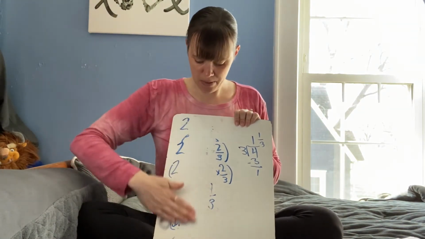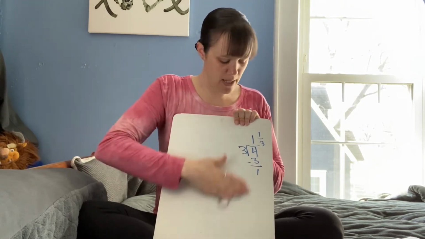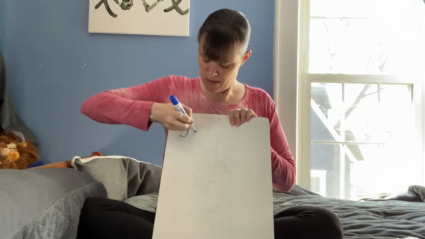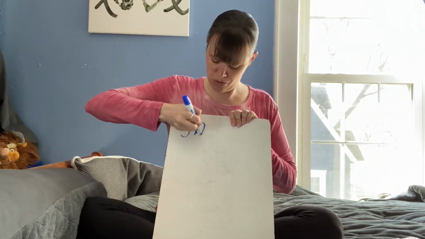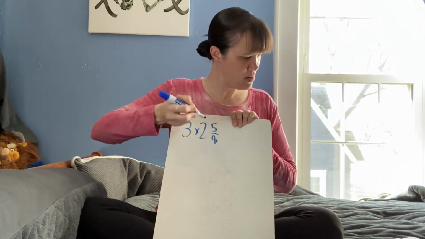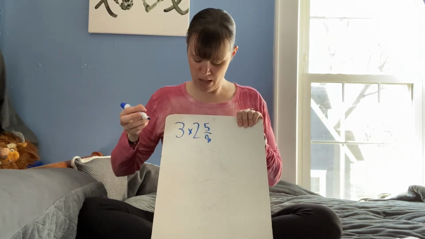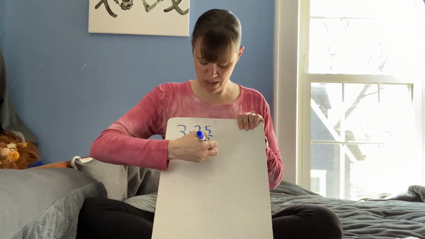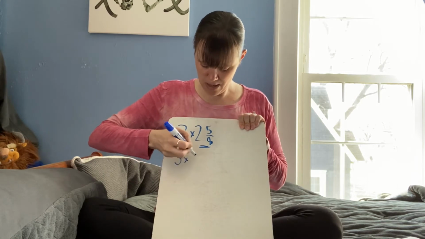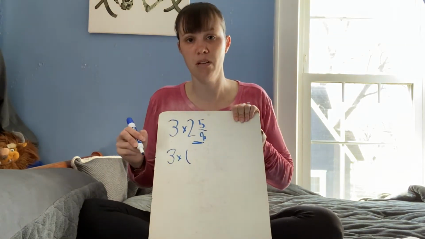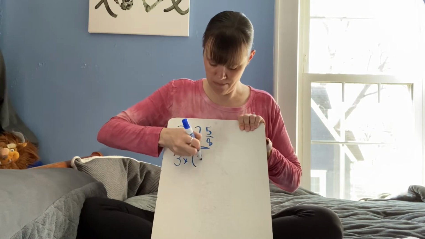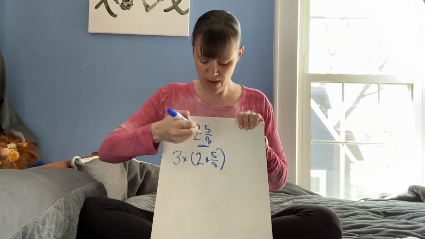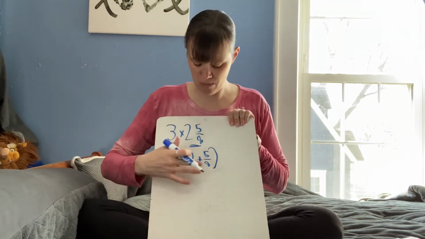So it seems complicated, but if we just do it step by step, it's not too bad. All right, 3 times 2 and 5/8. Okay. All right, let's separate this first. 3 times, I like to do parentheses just so I can see everything better, 2 plus 5/8, because 2 and 5/8 is made up of 2 and 5/8, and we add them together.